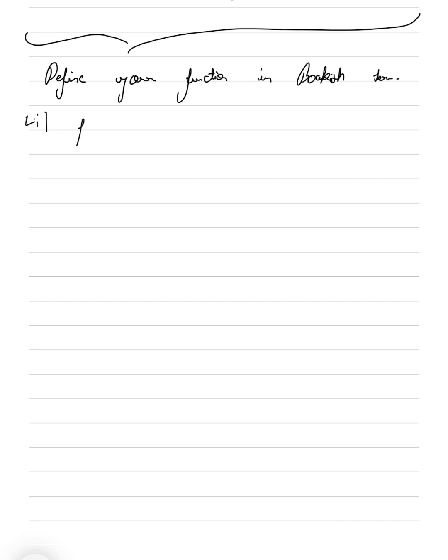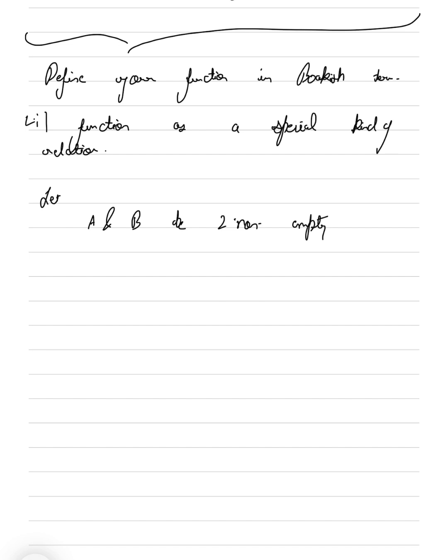Function as a special kind of relation. So let A and B be two non-empty sets. Okay, two non-empty sets means they have some elements in their curly braces.